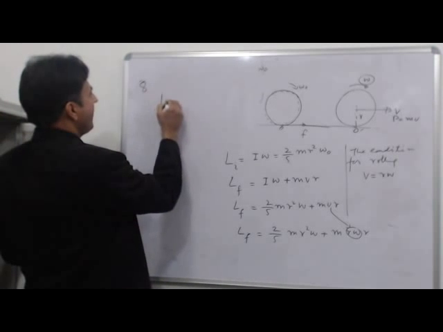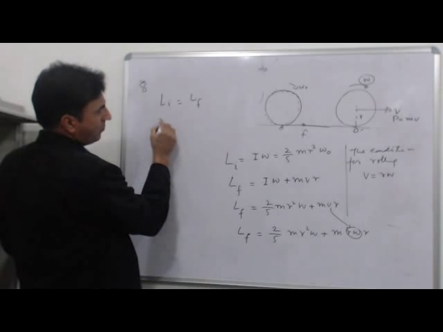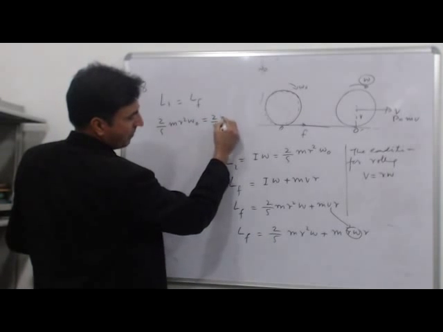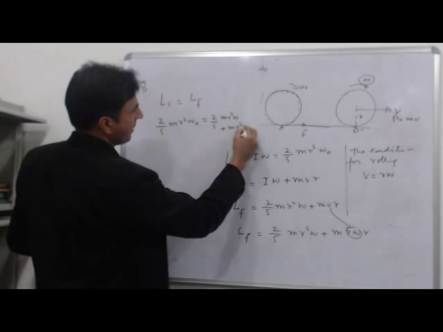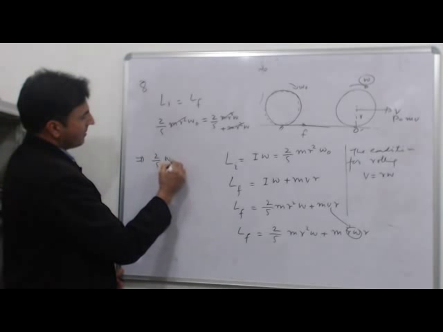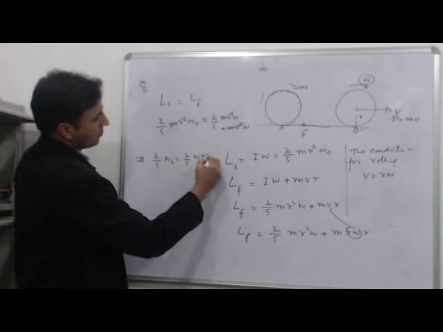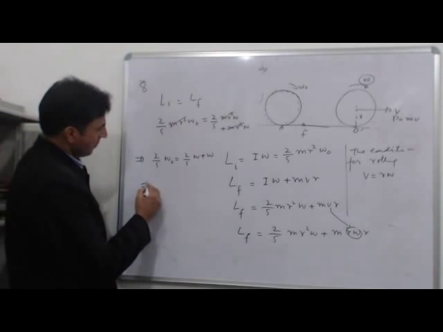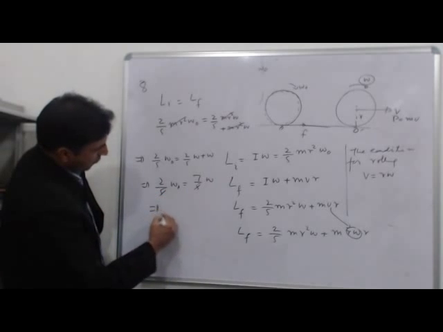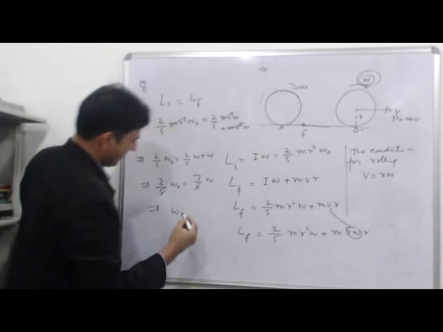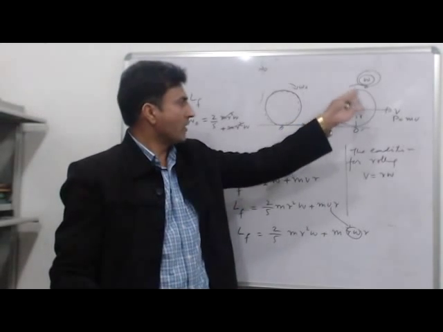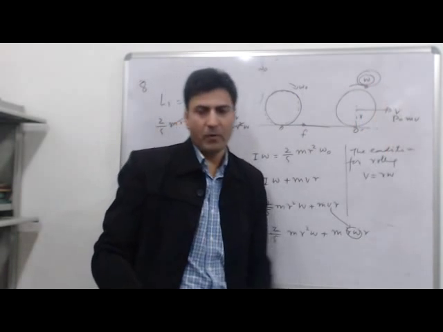Equating the two, we get Li is equal to Lf, that is 2 by 5 mr square omega 0 should be equal to 2 by 5 mr square omega plus mr square omega. Mr square gets cancelled throughout, and 2 by 5 omega 0 is equal to 2 by 5 omega plus omega. Here it is 2 by 5 omega 0 is 7 by 5 omega. This gets cancelled. The angular velocity here is equal to 2 by 7 omega 0. That is the answer for the angular velocity of the sphere when it starts rolling in the forward direction.